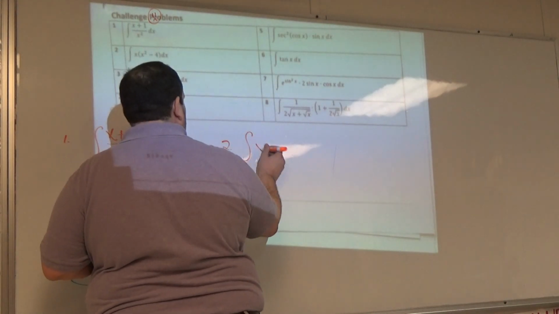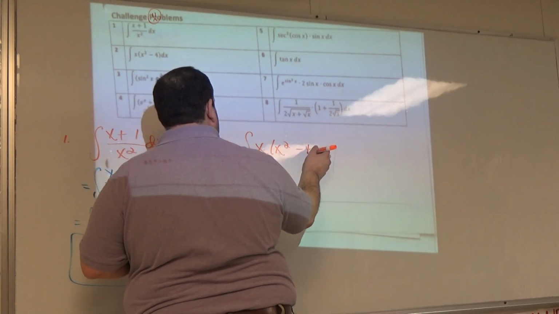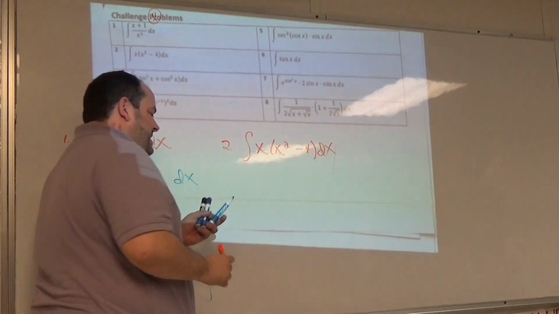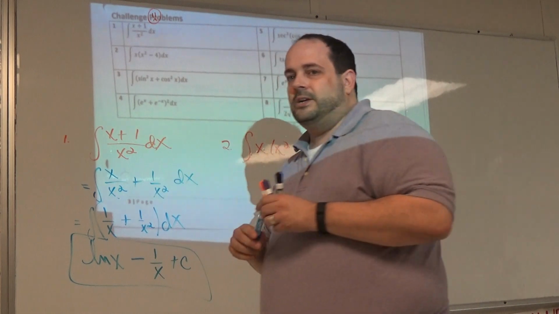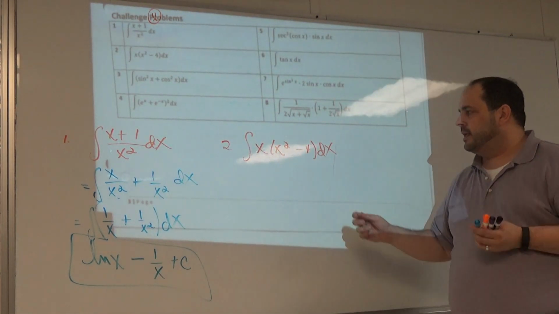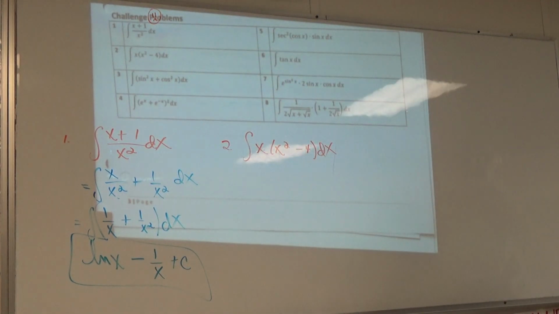All right, number 2. I've got the integral of x times x squared minus 4 dx. When you see multiplication and division in the integrand, it is bad news. Your way around this is always going to involve algebra cleverness. Go try some algebra cleverness. I want legal things that make your life better.